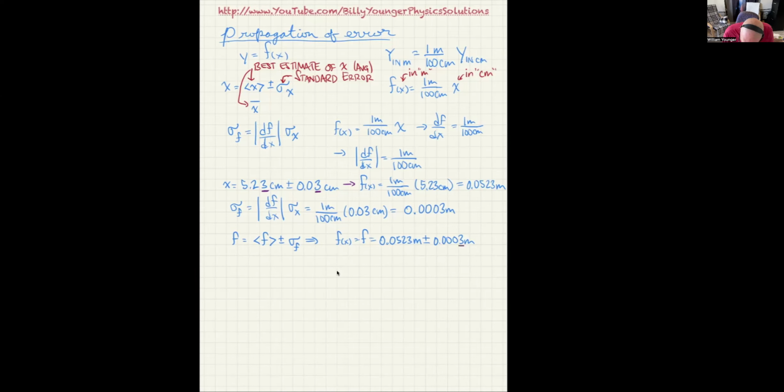And notice the actual f value, which is 0.0523, that 3 also is in the fourth decimal place. So you see that it at least is consistent with what we're teaching you. Specifically, the error should allow 1 digit of error, and that should be the place where we round off the best estimate in that same decimal place. So we see that that works.